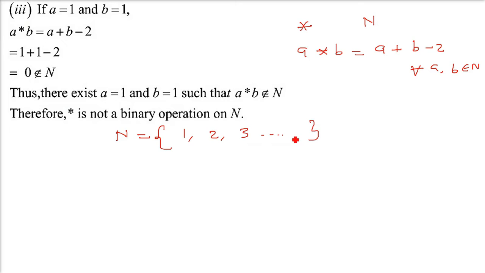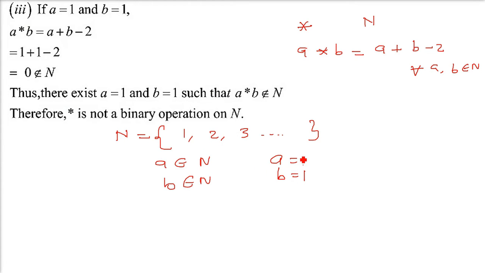And earlier I said whenever we take this A and B, we have to take them from this set. So we assumed A and B belong to the natural numbers, and the result should also be a natural number in order to prove that it is a binary operation, otherwise not. So let us assume A is equal to 1 and B also equals 1. Why I have chosen these numbers, you'll see in a bit.